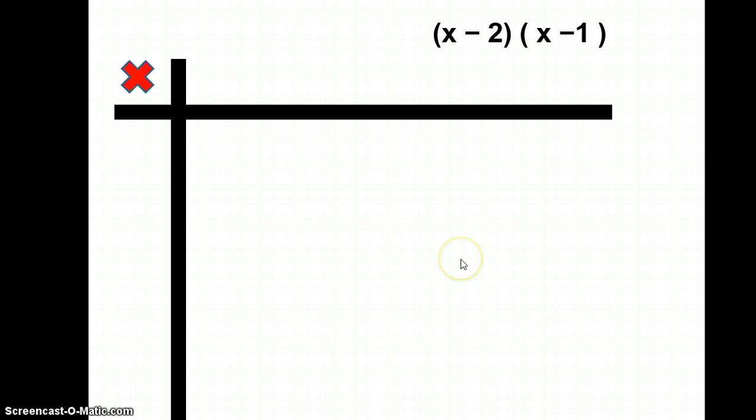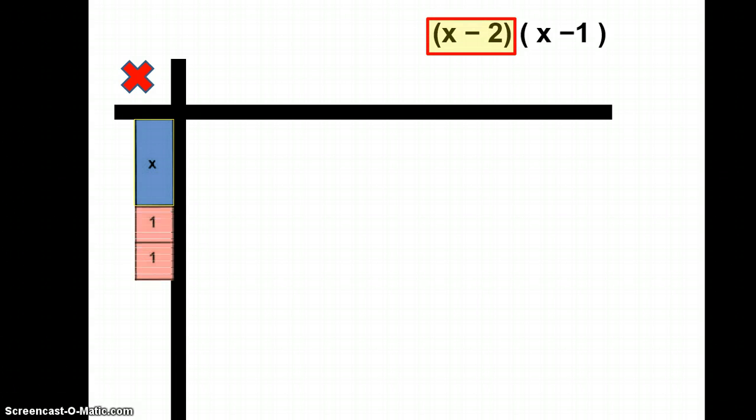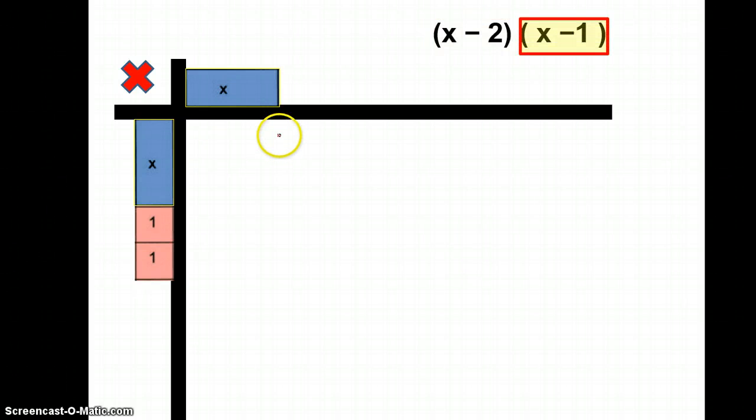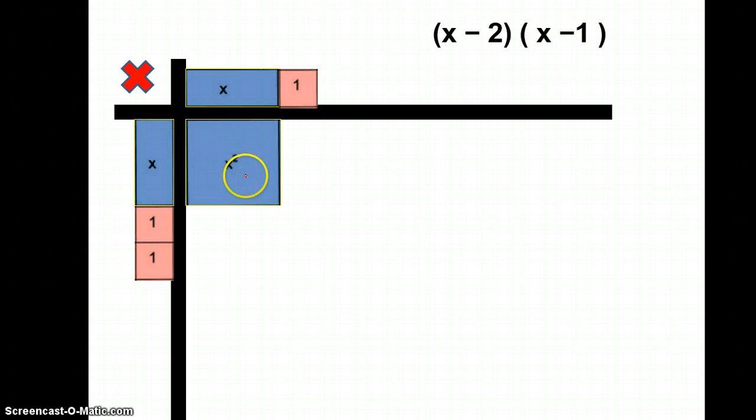All right. Hopefully you tried that out. This would be the response. Okay, x take away 2, or x negative 2. x minus 1, so there's an x and a minus 1. So x times x, x squared. x times negative 1, negative 1x. 1 times x, it's going to be an x, but it's going to be a negative x.